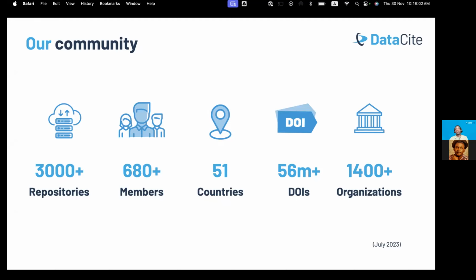The members that make up our organization today are more than 680. DOIs are the digital object identifiers that we use to identify your research output. We will see it in the course of this presentation. And when I talk about organizations, they are the unique entities like your universities, your research organizations, your country representation that have joined us as members. So what is PID?